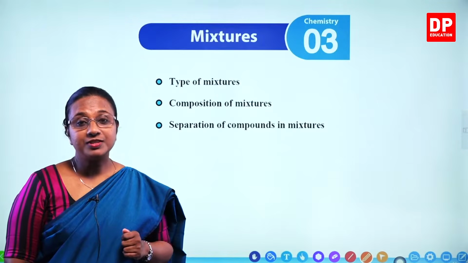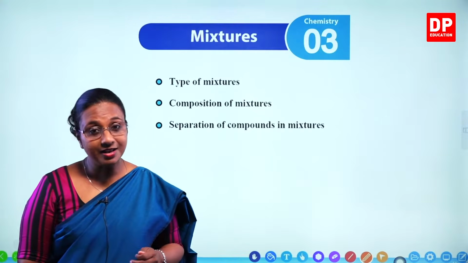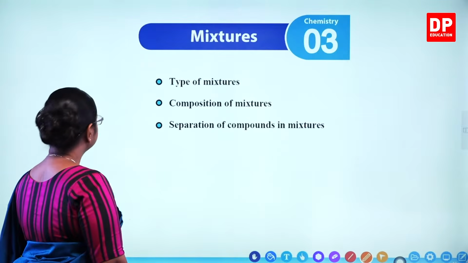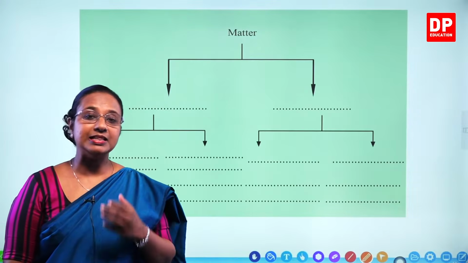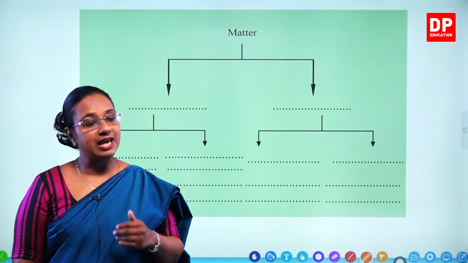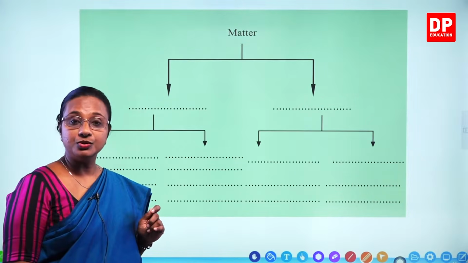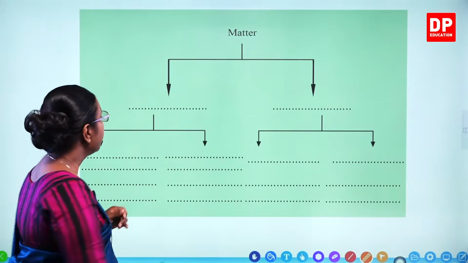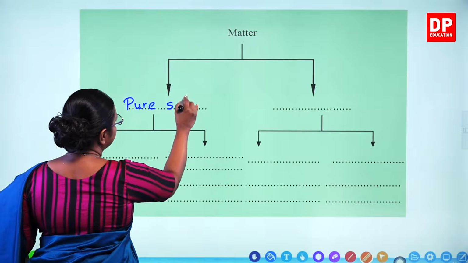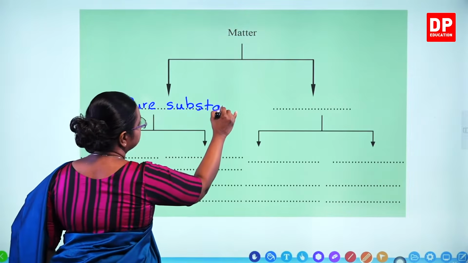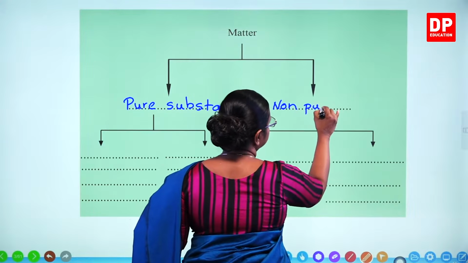So to start off the lesson, I will revise something that you learned in grade 10. Matter. You know what matter is? Anything that occupies space and has a mass. And matter is divided into two types. What are they? Pure substances and non-pure substances.